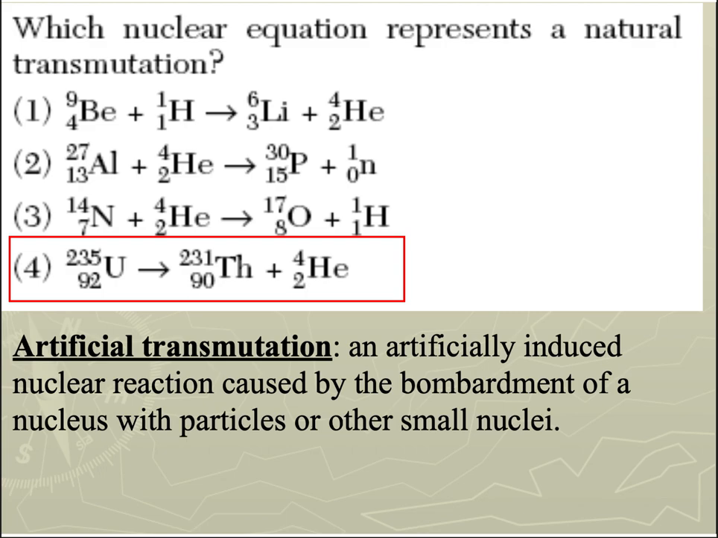So an artificial transmutation is something that's induced or forced, caused by the hitting of nuclei with particles or other small nuclei. I'm going to go over this stuff tomorrow. There are two different types of artificial transmutations that you guys are going to know. But for now, I just want you to be able to distinguish between natural and artificial.